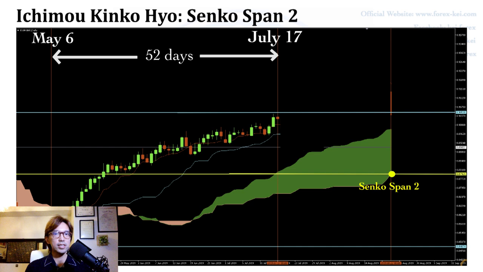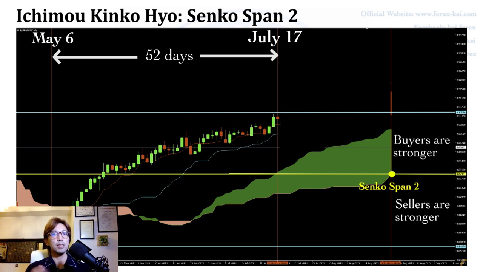So now you know what Senko Span 2 is really for. It actually shows the equilibrium point if the price moves downwards after the bearish trend. It shows the exact psychological spot. If it's above the candles, then simply that means buyers are stronger. And if the price is below Senko Span 2, then simply sellers are stronger. But even before the market comes to that point, Senko Span 2 marks the reference price for you in advance, and that's what it's really for.